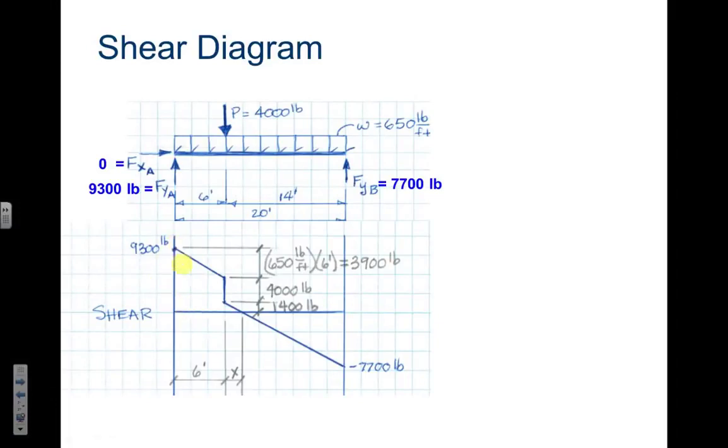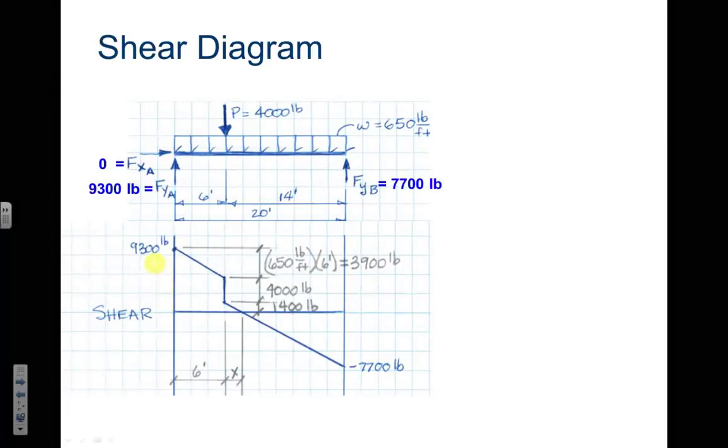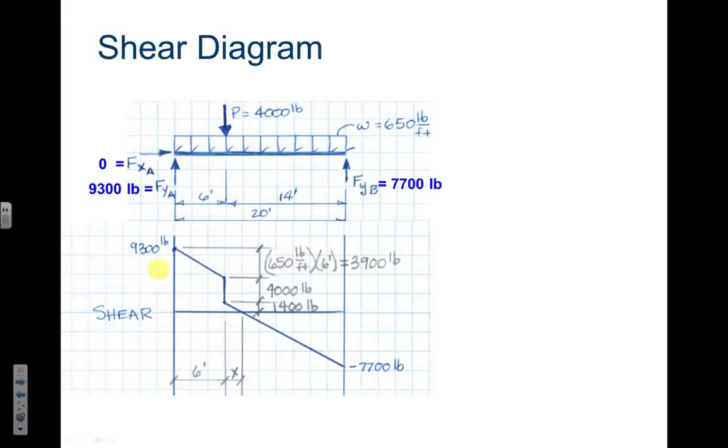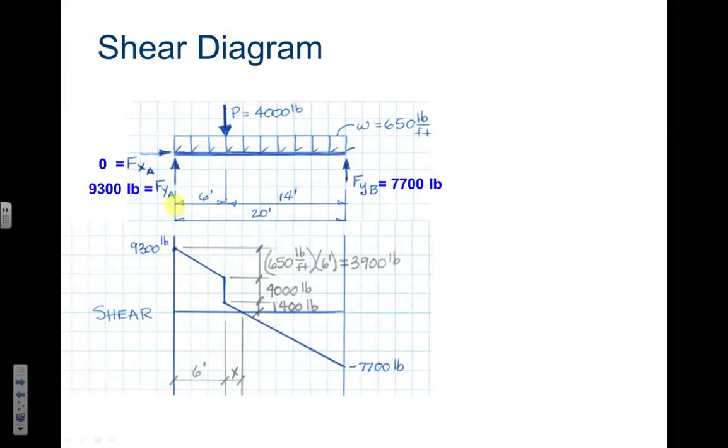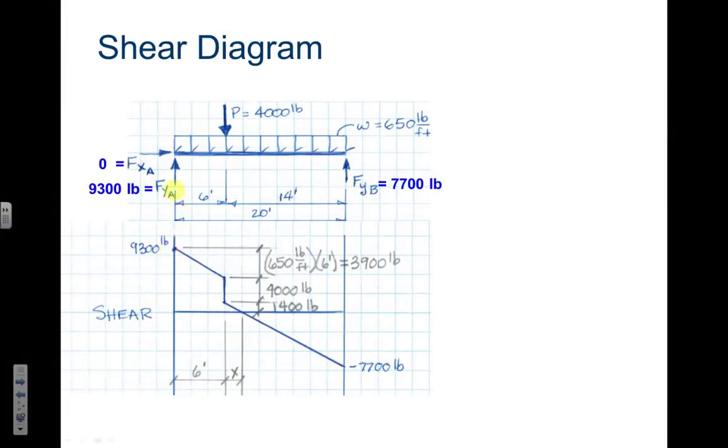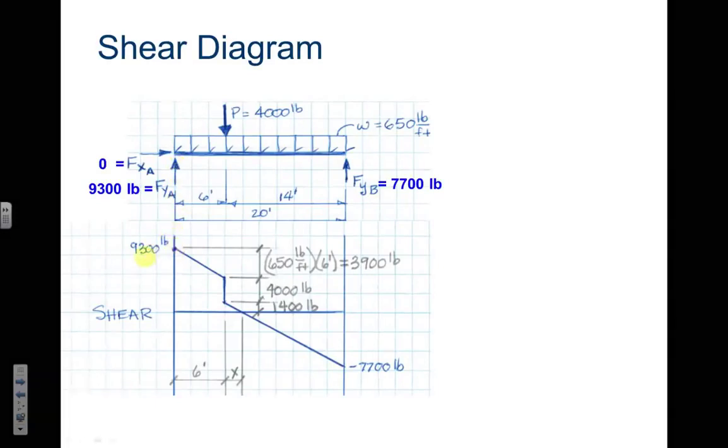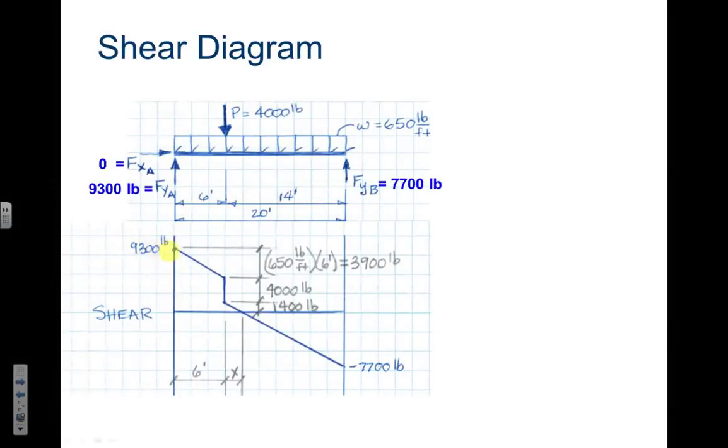So let's talk about these units. Each square going up is about 3,000 pounds, and say 3, 6, 9, 9,300 pounds. And each square going across is about 2 feet. That's not extremely important. So we draw our shear diagram and we start out at 9,300. Why? Because the reaction force is pushing up 9,300 pounds. My beam is pushing down 9,300 pounds. That's why we started up here at 9,300 pounds.